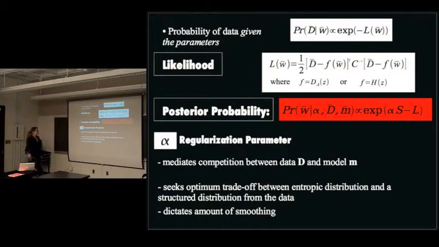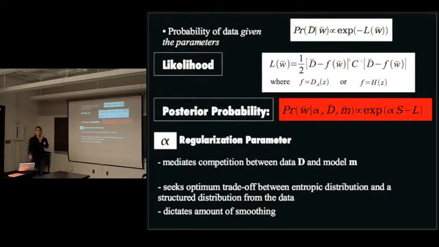So you'll see that it's going to seek an optimum trade-off between the ragged distribution, which is mapped out by the data, a very noisy distribution, and a smooth distribution, which is favored by the entropic prior. So obviously, its size is quite important. If you have an alpha that's too big, it's going to cause too much smoothing, and you're going to be losing information. An alpha that's too small means that you're going to be overfitting to noise.